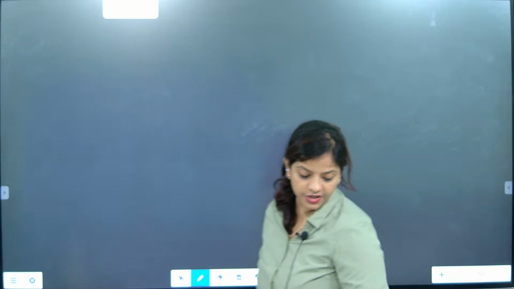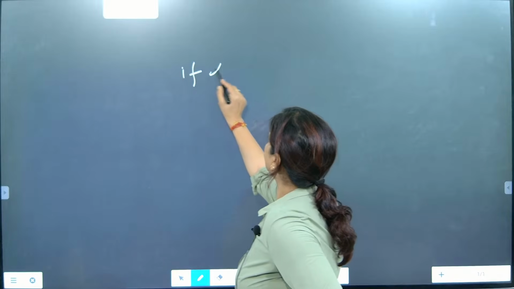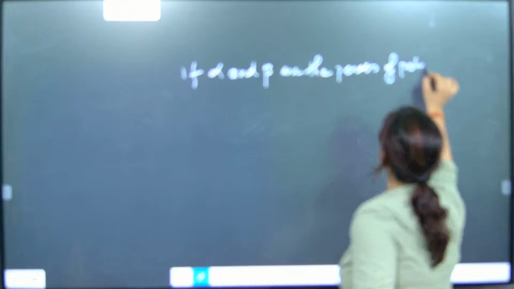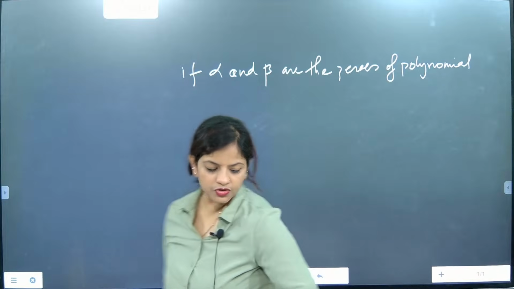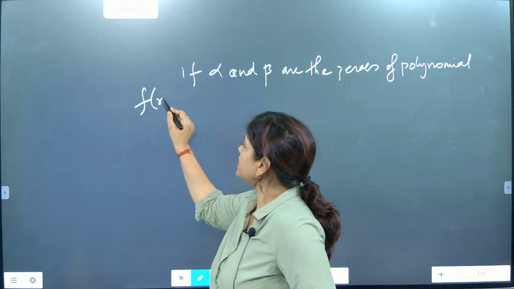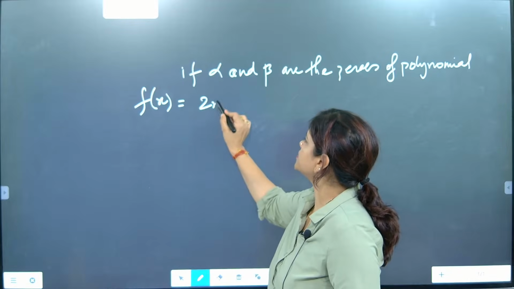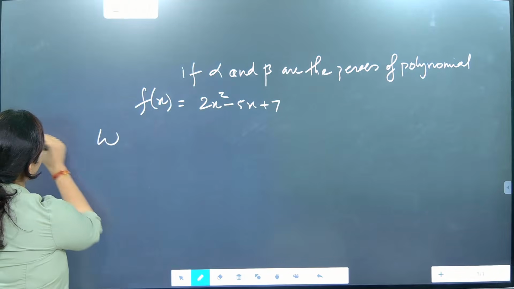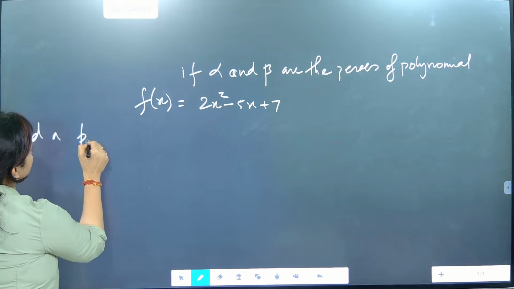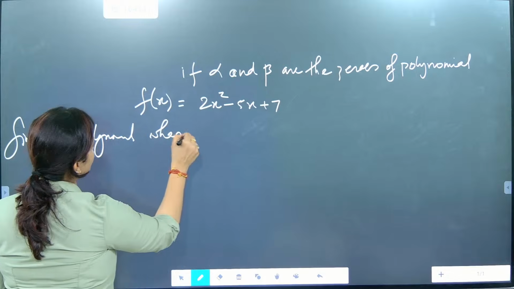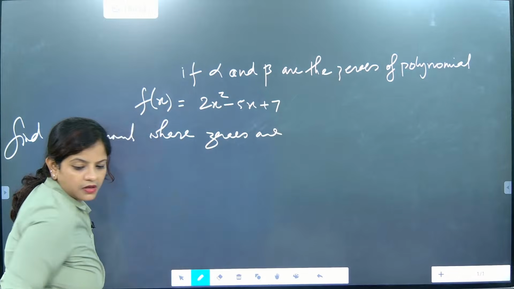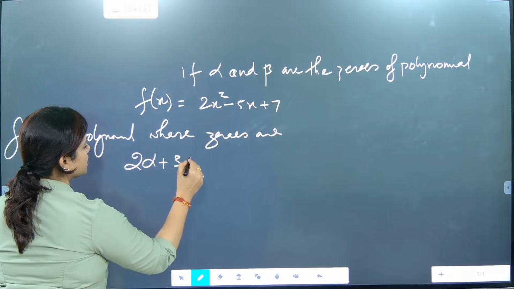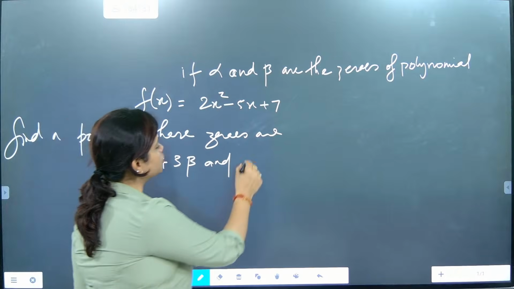Nice. Now look here. Question is, if alpha and beta are the zeros of polynomial f(x) equal to 2x square minus 5x plus 7, then find a polynomial whose zeros are 2 alpha plus 3 beta and 3 alpha plus 2 beta.